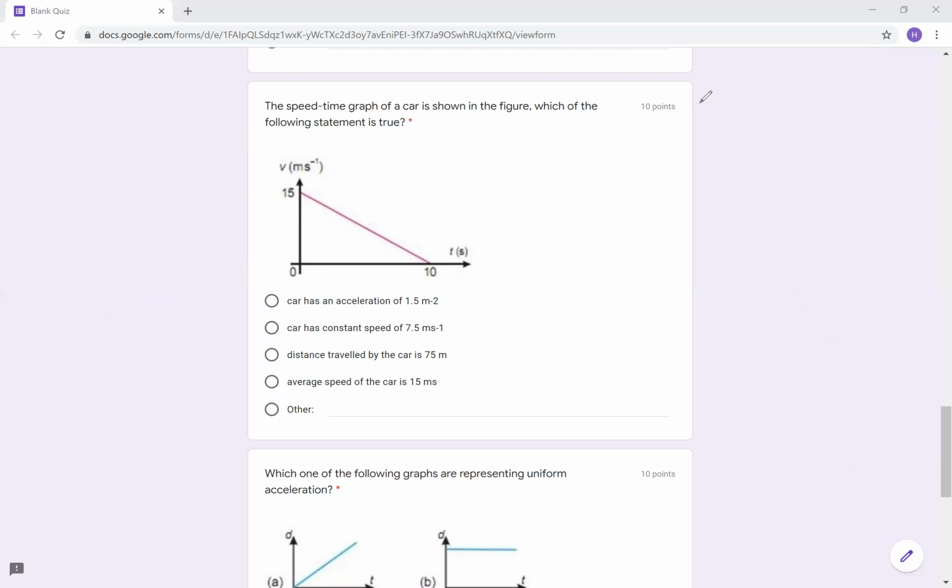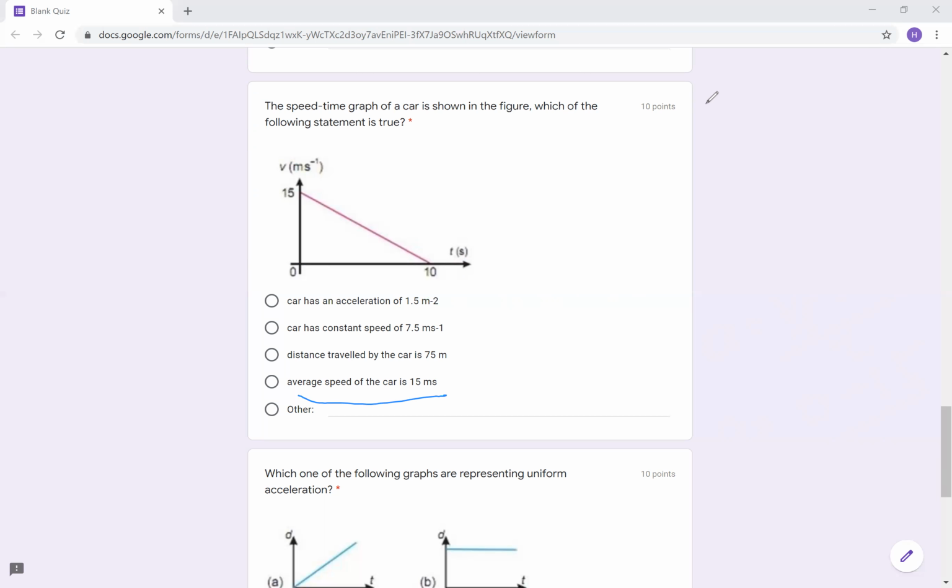Moving on to the next answer, the car has a constant speed. Now, does the car have constant speed? The velocity of car over here was 15 meter per second, and over here it is 0 meter per second. So it isn't constant as well. So first two options, as you can see, are not right.